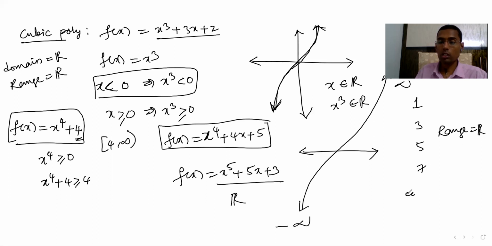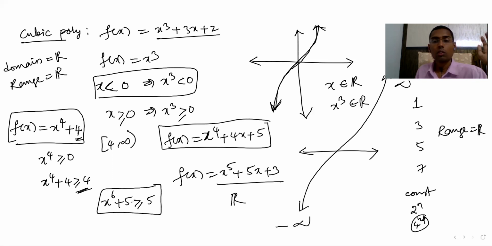Zero degree, constant, we already found. Second degree, we found. Fourth degree, we did not find. Sixth degree, we did not find. But if we have x power 4 plus 4, then you can find. Some things you can find. X power 6 plus 5, let's say. This is always greater than or equal to 5. That much you can say. Otherwise, higher degree, they will not give.